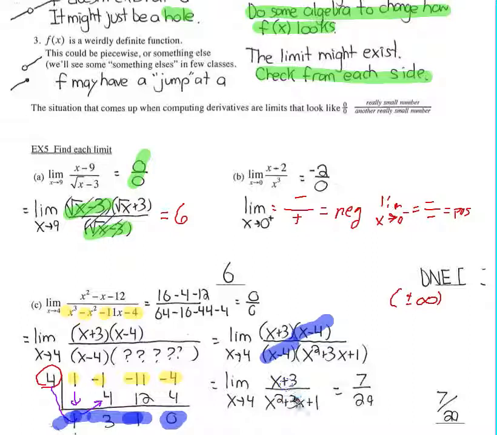And when I plug in 4 here in the numerator, I get 7. When I plug in 4 into the denominator, I get 29. And then I know that the limit of this polynomial as x approaches 4 is 7/29. Let me make that 7/29.